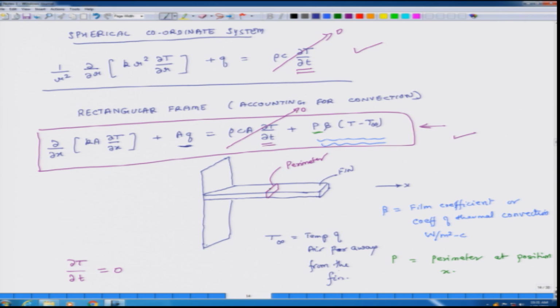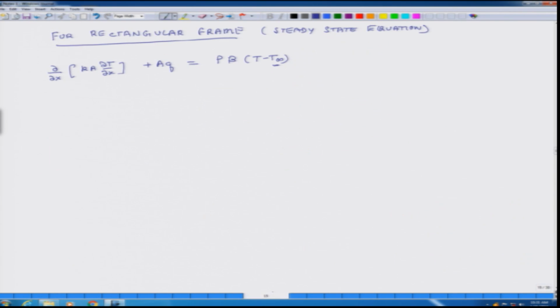If T infinity is small, then we will have more convective heat transfer. If it is more, then convective effects will be less. And beta is, as I explained earlier, the film coefficient. So, that is my governing equation for the rectangular frame of reference.